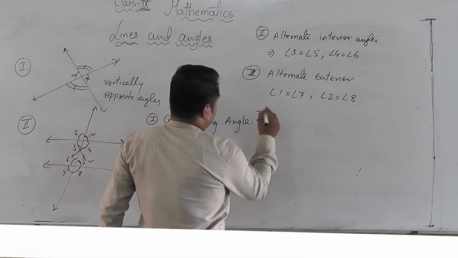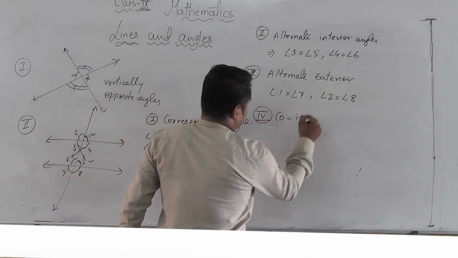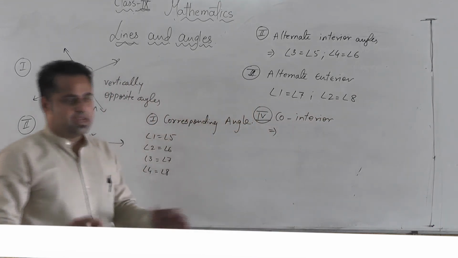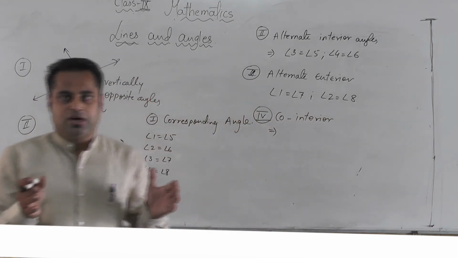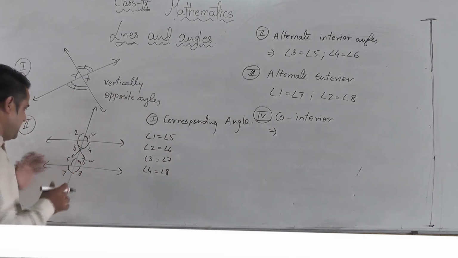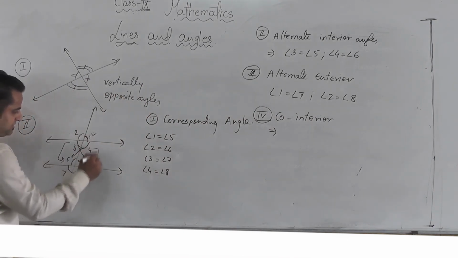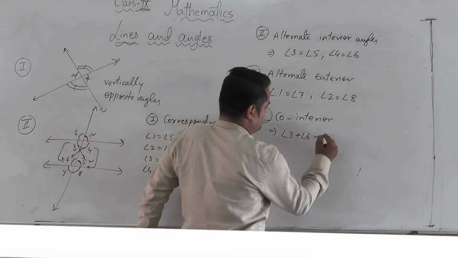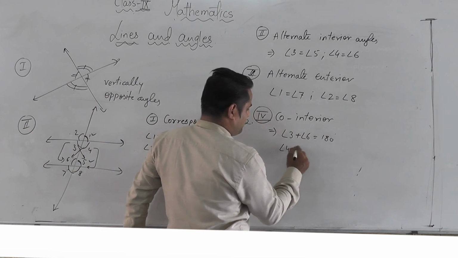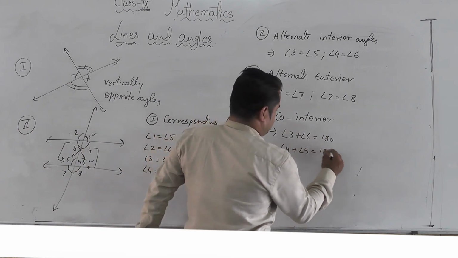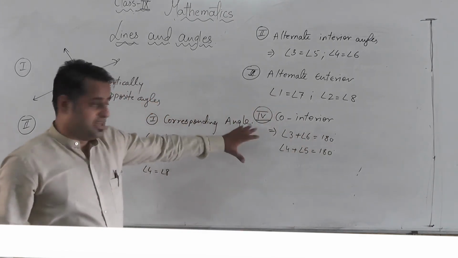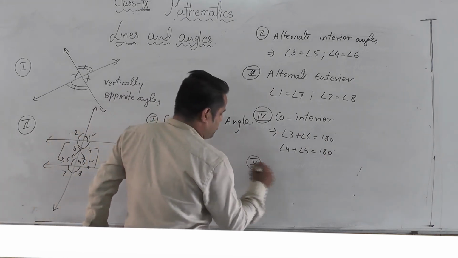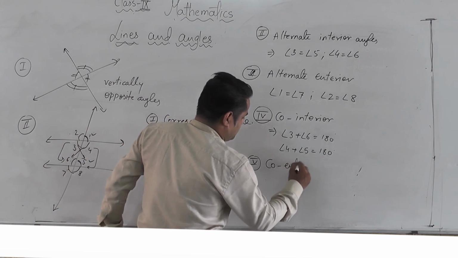Okay. Then the fourth type is co-interior. Co-interior is the interior angles of one side. Like this 3 and 6 and this 4 and 5. So the sum of 3 and 6 is equal to 180 and the sum of 4 and 5 is also equal to 180. These are called co-interior angles. Okay. Likewise, we can define co-exterior angles.